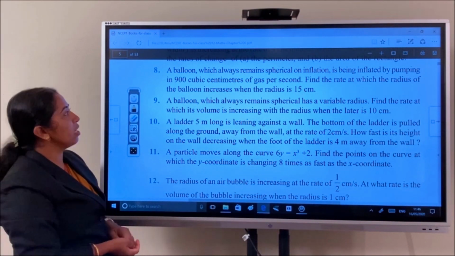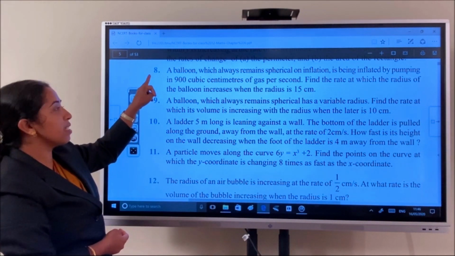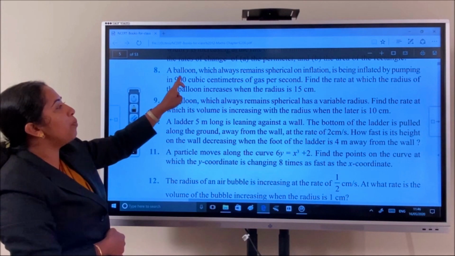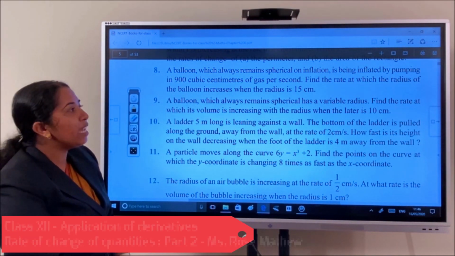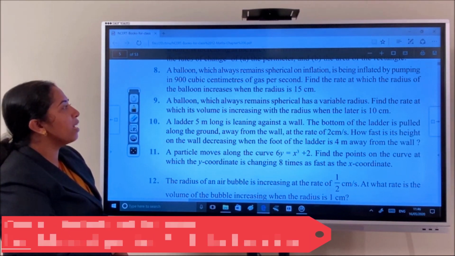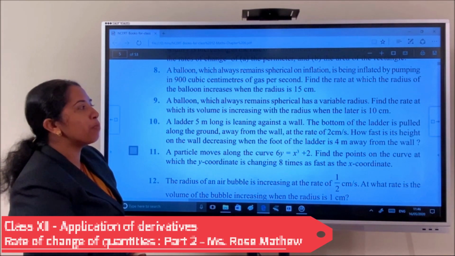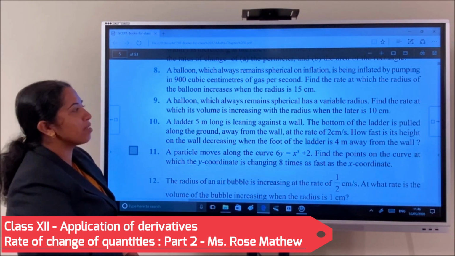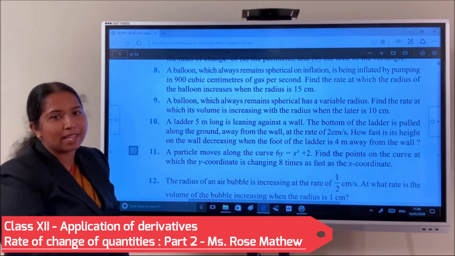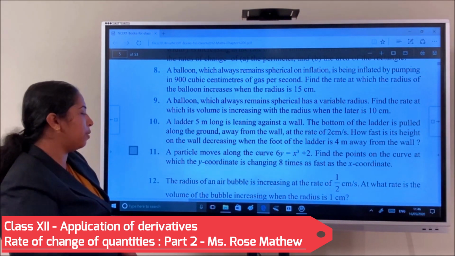Passing on to the next question. Question number 8 in exercise 6.1 of our textbook. A balloon which always remains spherical on inflation is being inflated by pumping in 900 cubic centimeters of gas per second. Find the rate at which the radius of the balloon increases when the radius is 15 centimeter. Now we will see how to do this problem.